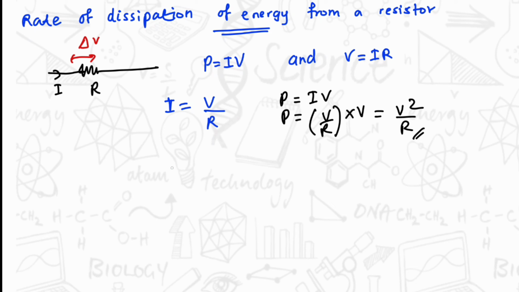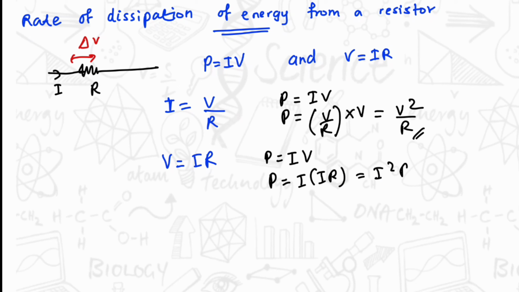And if we take the equation P equals IV and replace V with IR, we get I squared R. Therefore, we have two equations. Power is equal to V squared over R and P is equal to I squared times R.